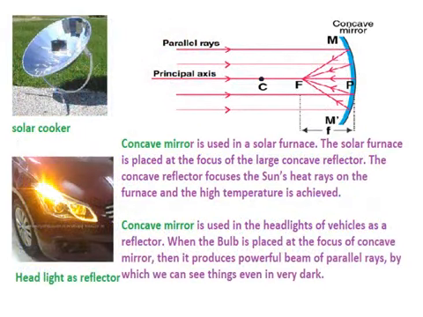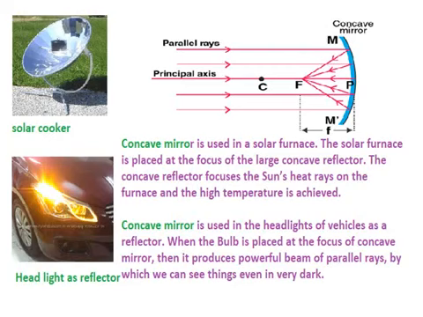Now here is the next application of the spherical mirrors. What you see in the slide is a solar cooker and headlight of a car. The solar cooker uses the solar energy to cook the food. Now you can see the cooker is being kept on the focus of the concave mirror. So you see the ray diagram here.